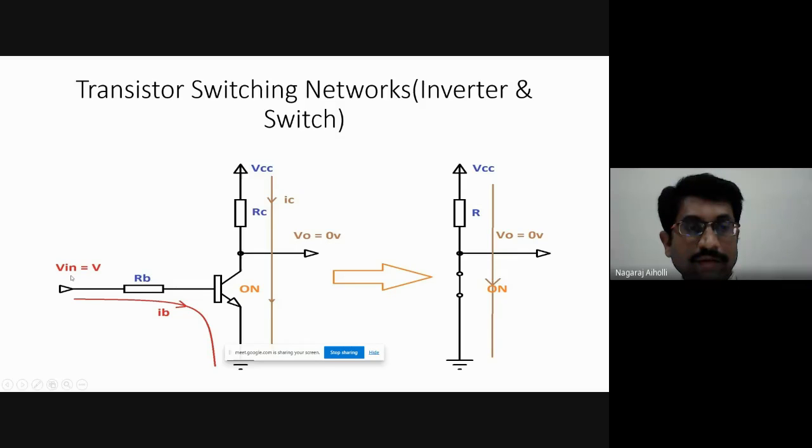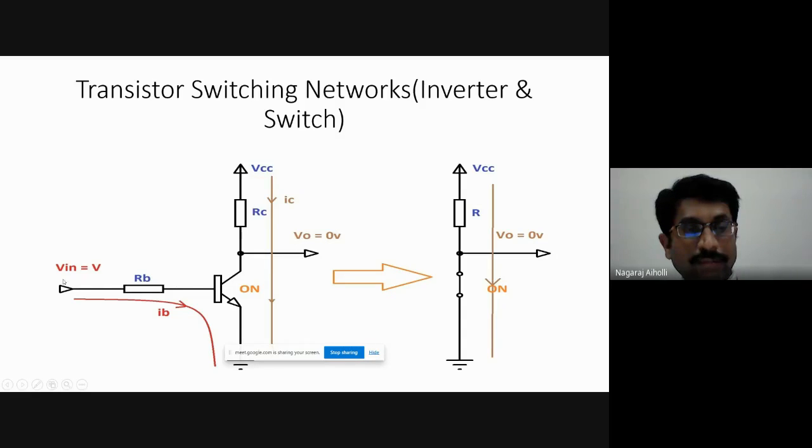What input we had applied? V in is equal to V. We had applied high voltage at the input terminal. And what output voltage are we getting? We are getting 0 volts. So this is acting like an inverter, or it is acting like a closed switch. When we are applying high input voltage, the transistor is in saturation condition, it is a short circuit or a closed switch, and the output will be equal to 0 volts, which is nothing but acting like an inverter. So it is acting like a switch and also as an inverter.